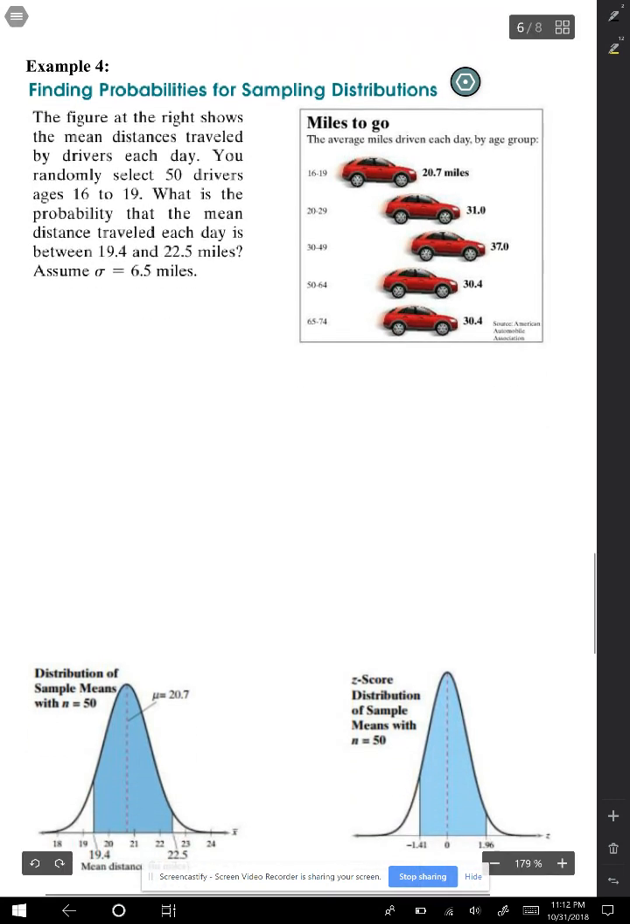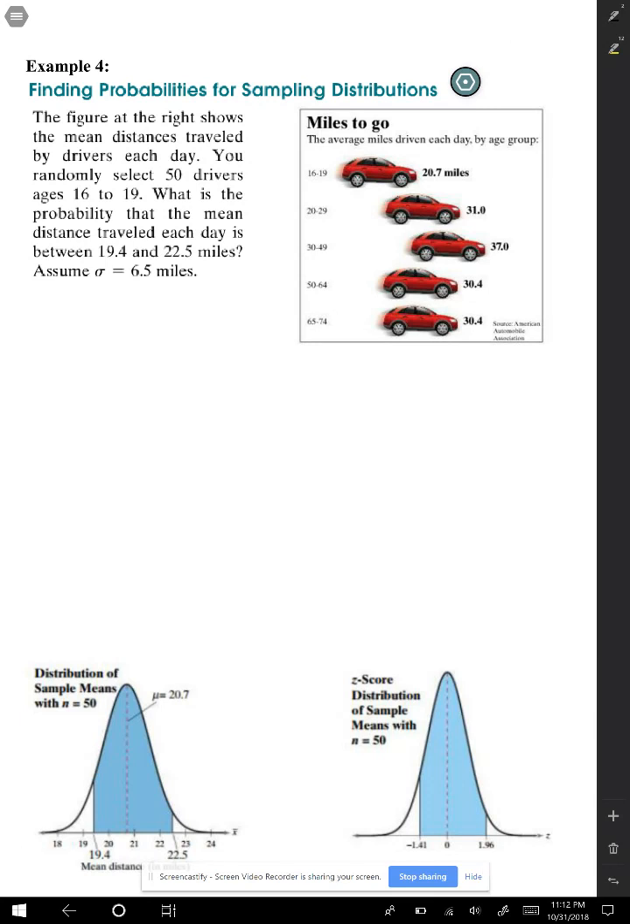So what we have is a figure that's showing the average miles driven each day by age group. You're going to randomly select 50 drivers ages 16 to 19, and this is the whole population. We're told that the age group 16 to 19 drives an average of 20.7 miles a day. The age group 20 to 29 drives an average of 31 miles per day, and so forth. So this chart over here with the cars in it is giving us all the numbers that we're going to need.